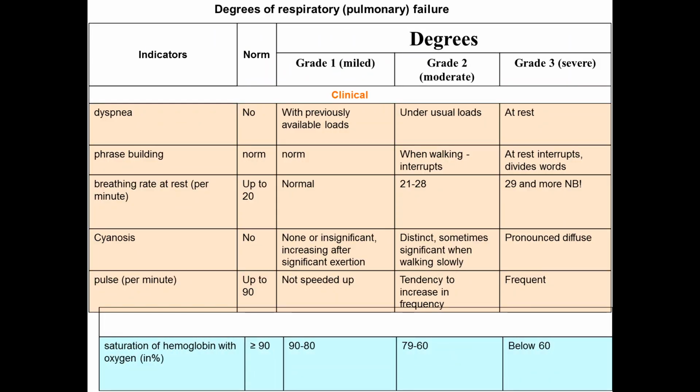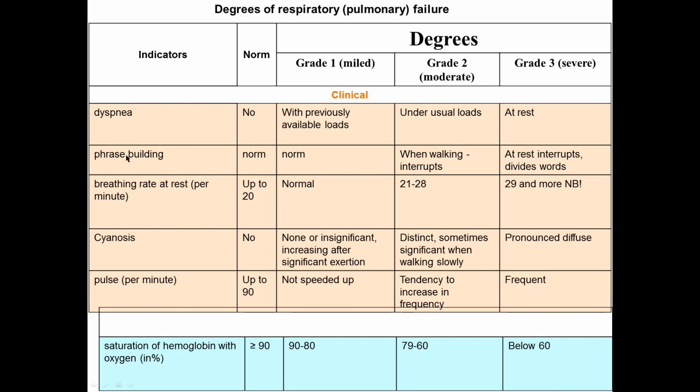There are 3 degrees of respiratory failure according to clinical appearance and gas composition: mild, moderate, and severe respiratory failure. In mild respiratory failure, we have no dyspnea at rest, but with very severe physical loading dyspnea appears, and in severe cases we have dyspnea even at rest.